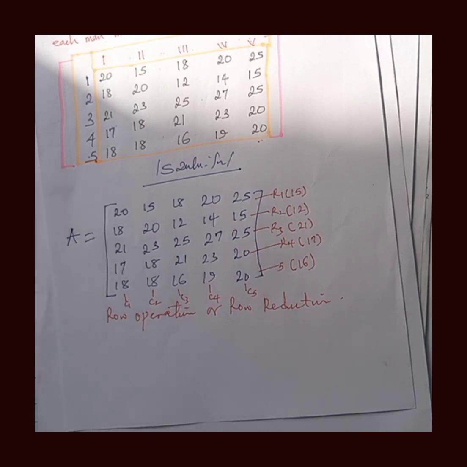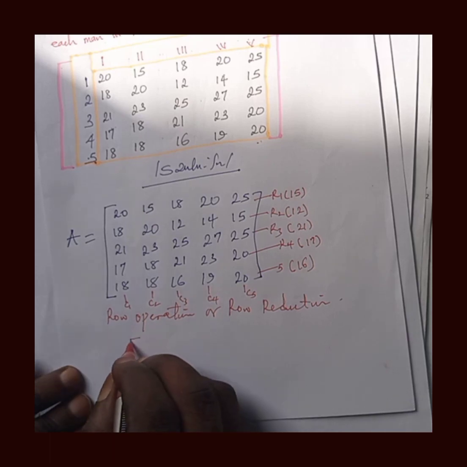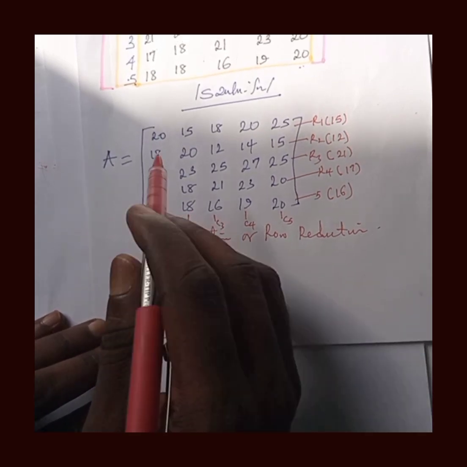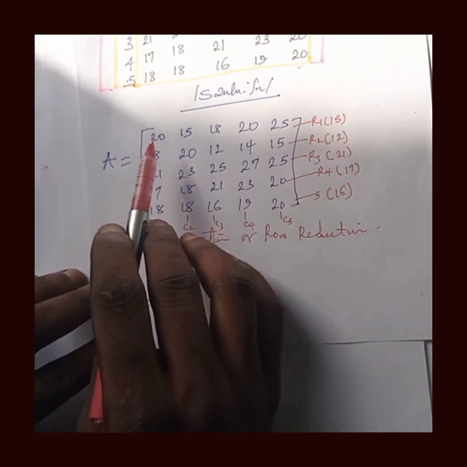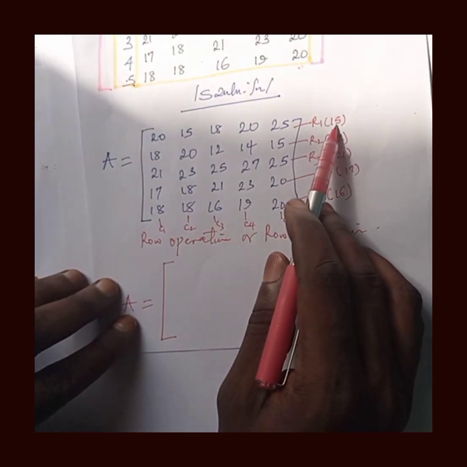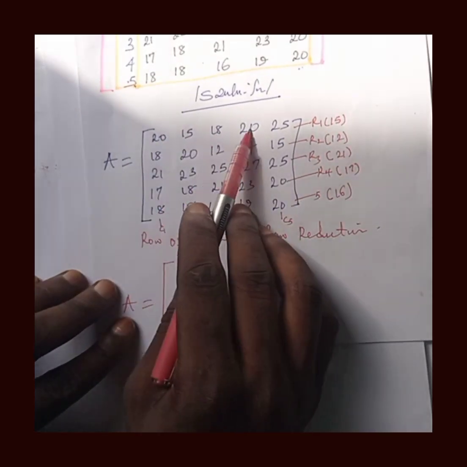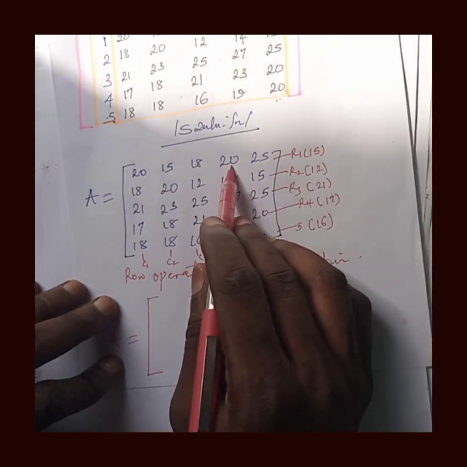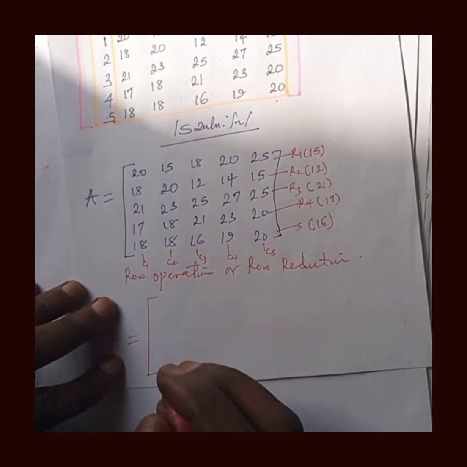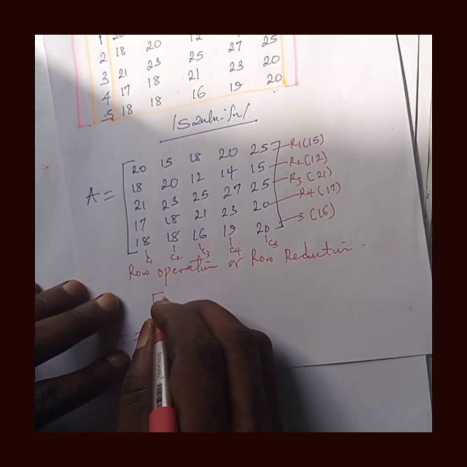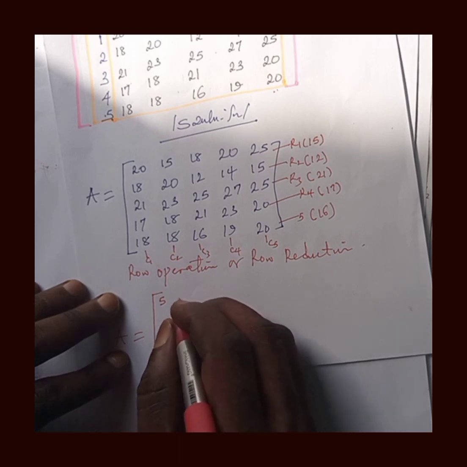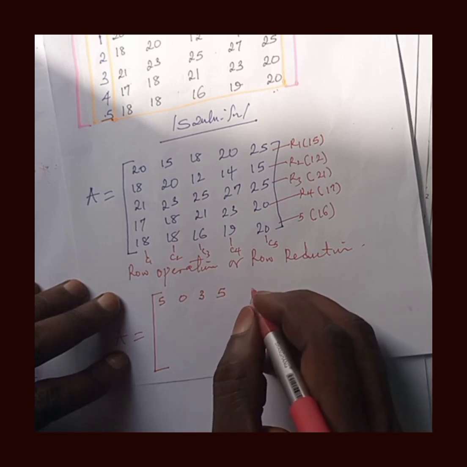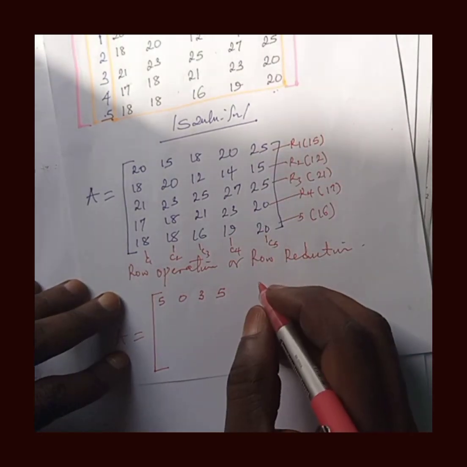We subtract the smallest element from each element in the row. So this 15, we subtract it from each element here. That is 20 minus 15, 15 minus 15, 18 minus 15, 20 minus 15, 25 minus 15. And this one will be 5, this one will be 0, this one will be 3, this one will be 5, and this one will be 10.